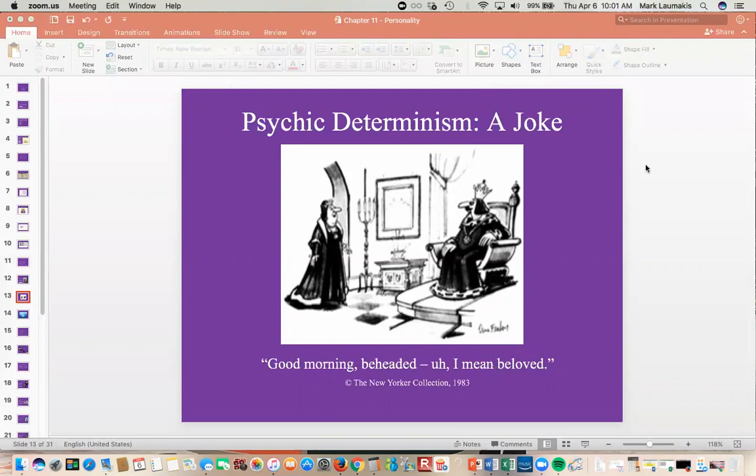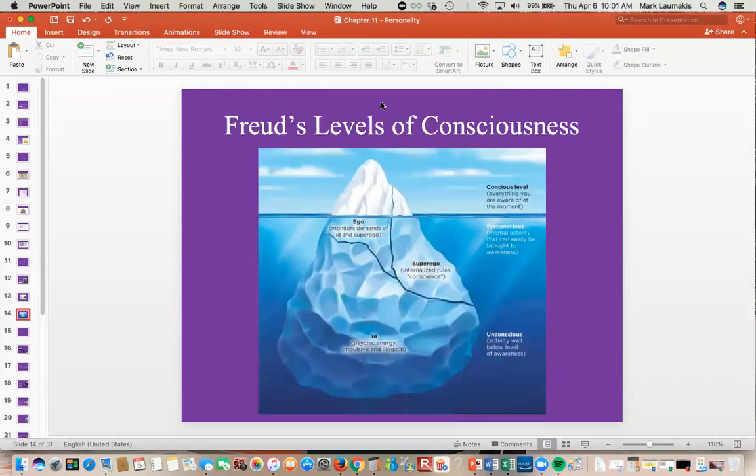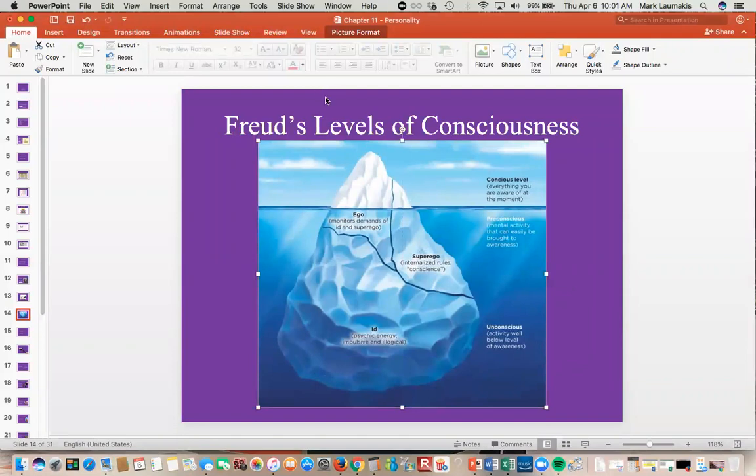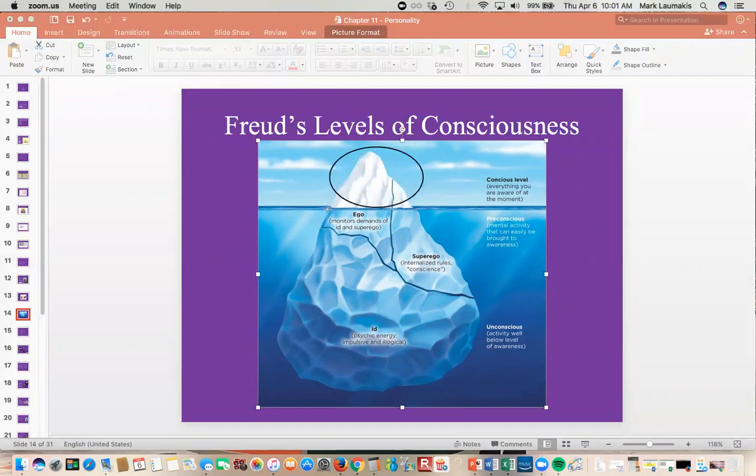Well, if you had any AP Psych in high school, you might have learned something about the different levels of consciousness, right? And basically the model here is that the conscious level behavior is really simply, in this case, literally, the tip of the iceberg. Everything that you are aware of at the moment, if we're talking about your behavior, your thoughts, and your feelings, that's not really where the action is.